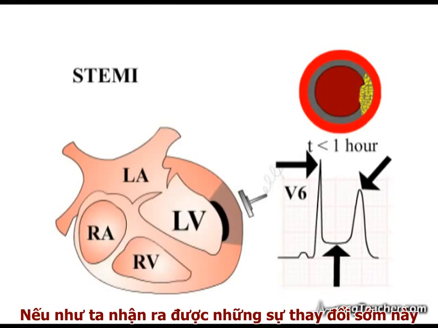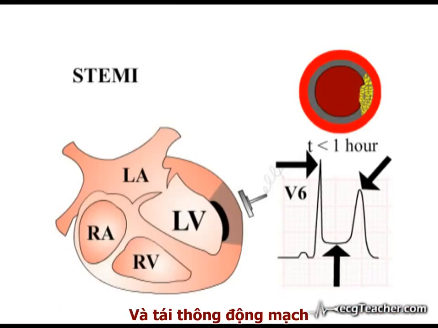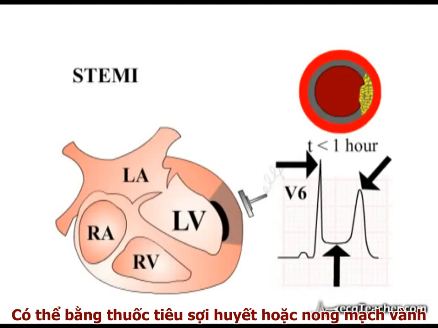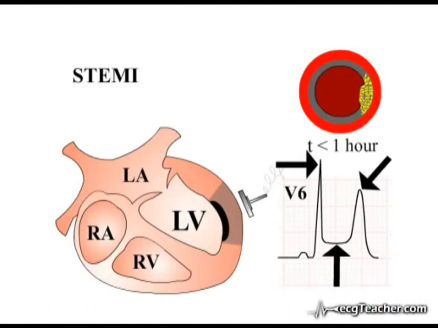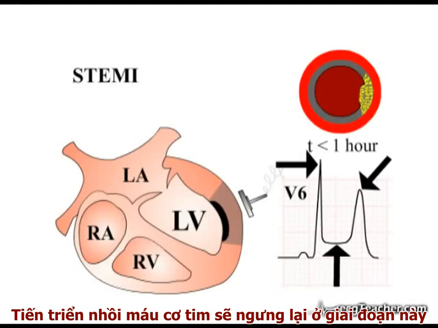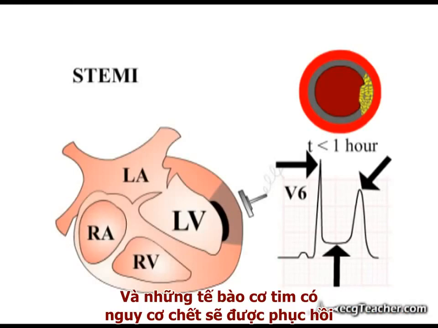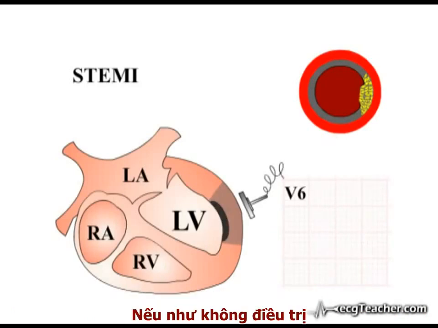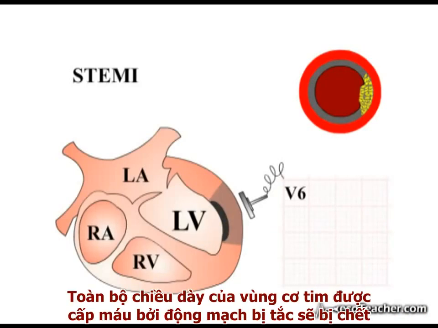If these early ECG changes are recognized and the vessel reopened using either thrombolysis or direct coronary angioplasty, the progression of the infarction can be halted in its tracks and myocardium at risk of death salvaged. If left untreated, however, the full thickness of the region of myocardium supplied by the occluded vessel may die.